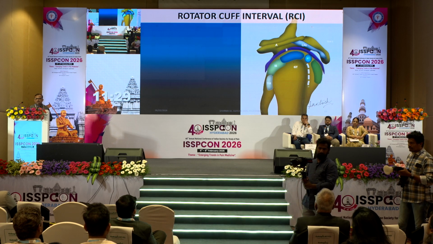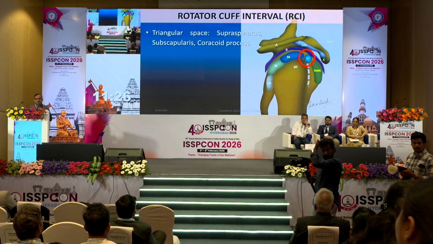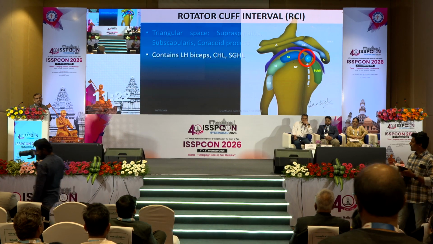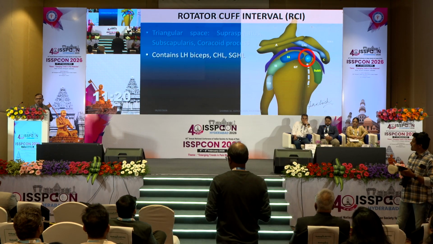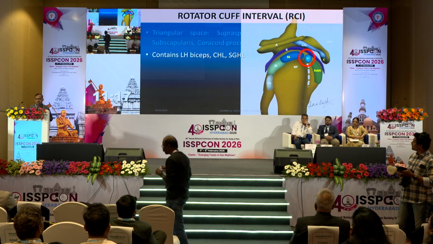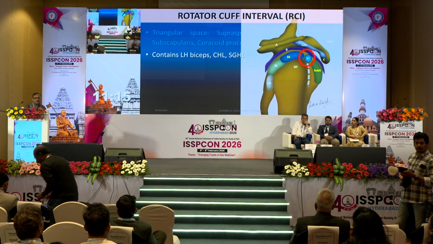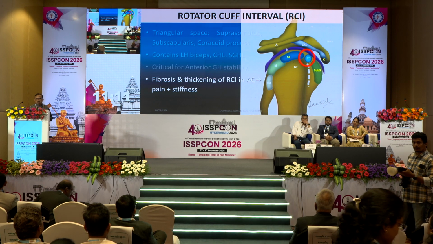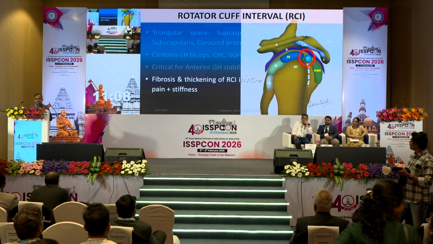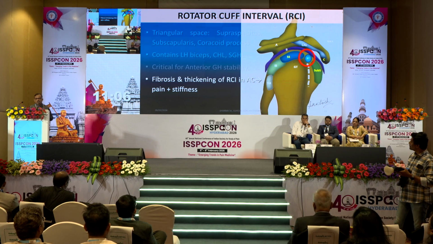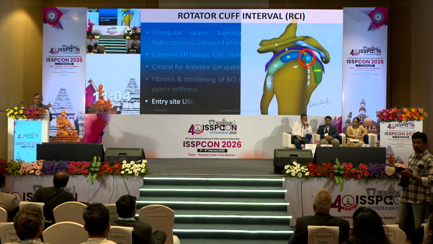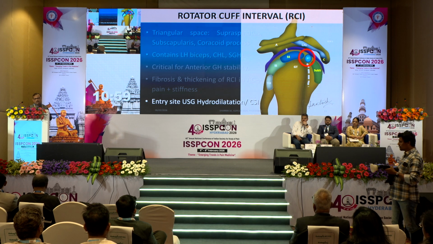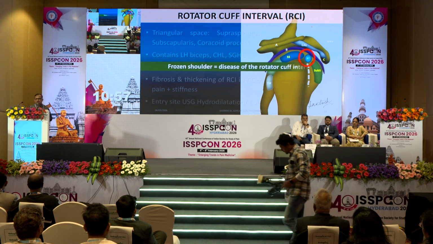Coming to the rotator cuff interval, this is basically a triangular space between the supraspinatus, subscapularis, and coracoid process, and it contains 3 important structures: the long head of biceps, the coracohumeral ligament, and the superior glenohumeral ligament. It's critical for anterior stability, and if it fibroses, it's the most important part in adhesive capsulitis. It's also the most chosen area where you give hydrodilatation.